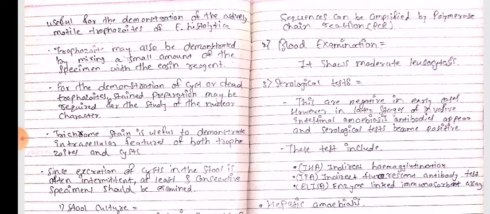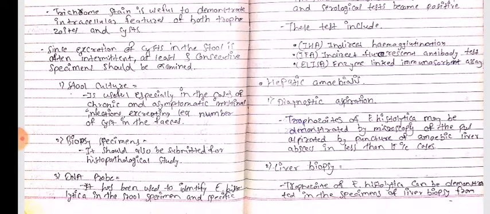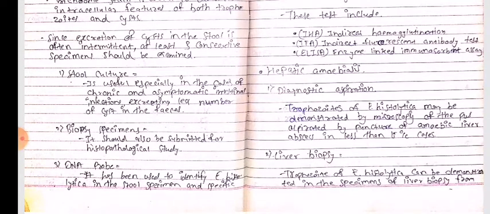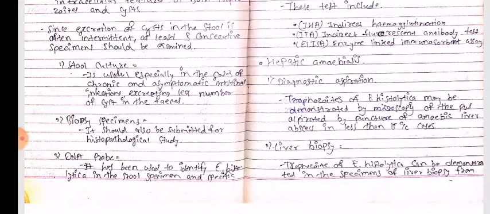For the demonstration of the cyst or dead trophozoites, stain preparation may be required for the study of nuclear character. Trichrome stain is useful to demonstrate intracellular features of both trophozoites and cyst. Since excretion of cysts in the stools is often intermittent, at least 3 consecutive specimens should be examined.